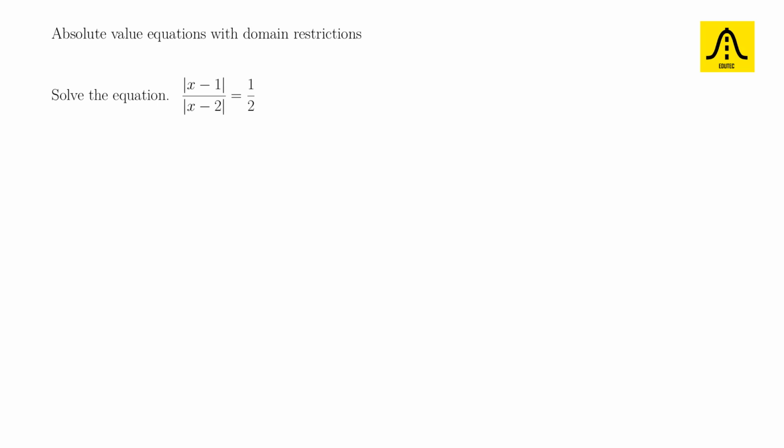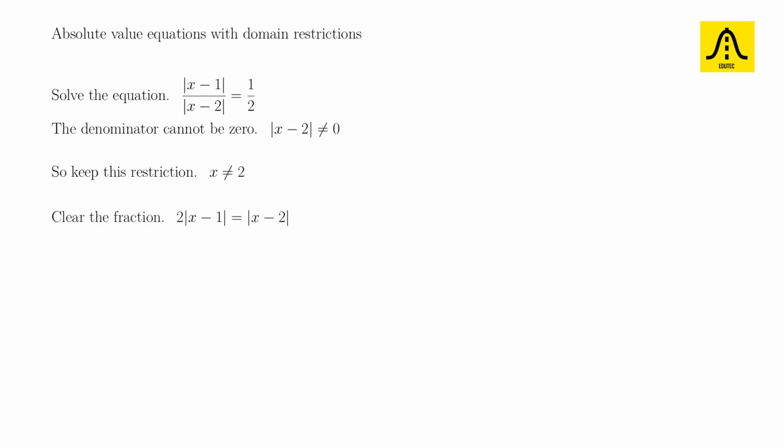We start with the given absolute value equation. Before solving, the denominator must be non-zero. This restriction must stay with the problem, even after we clear the denominator.